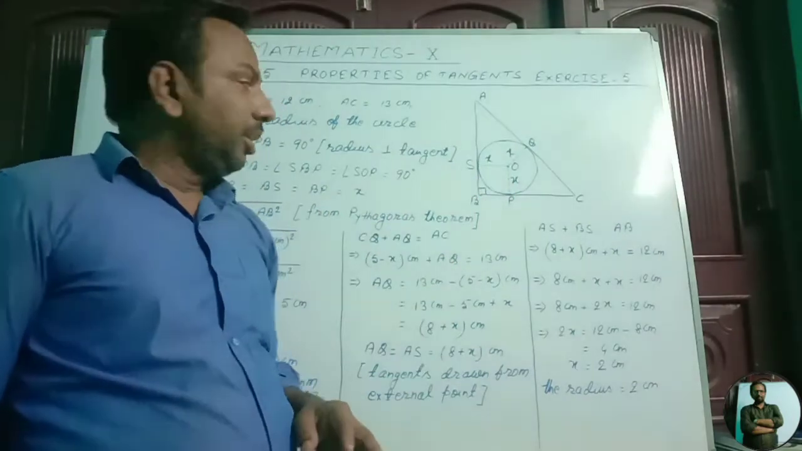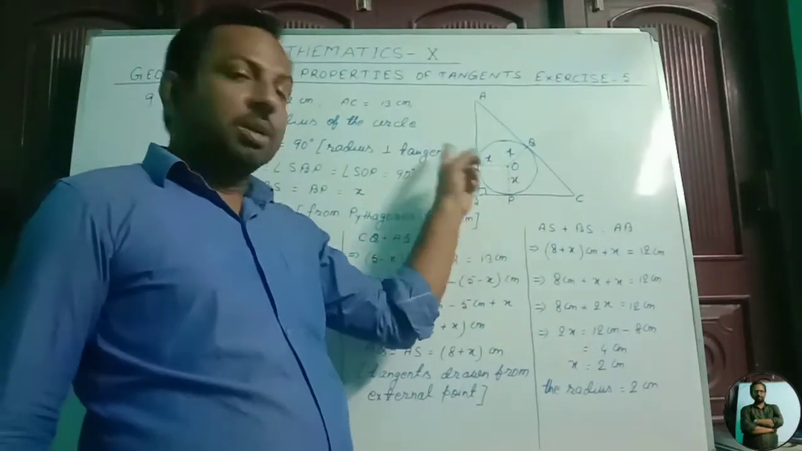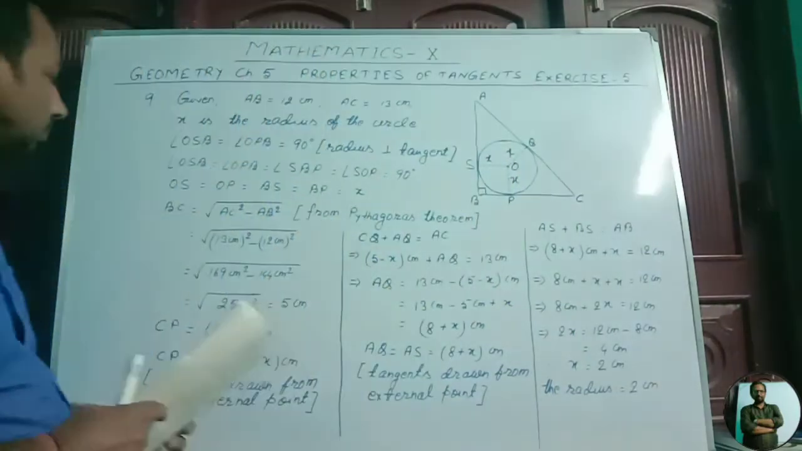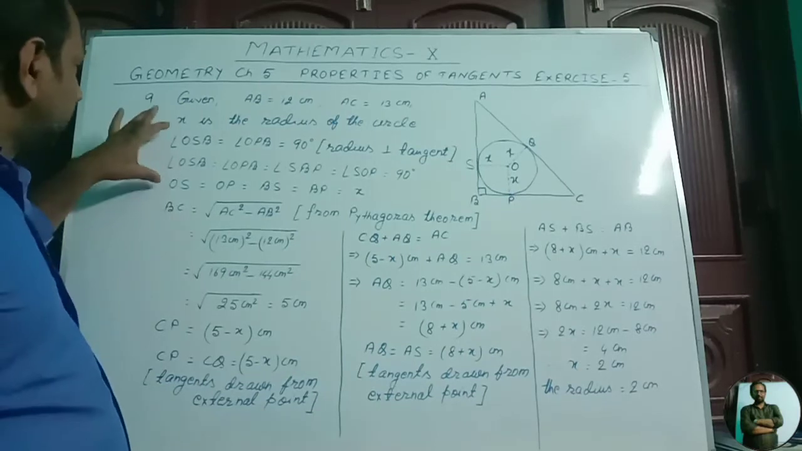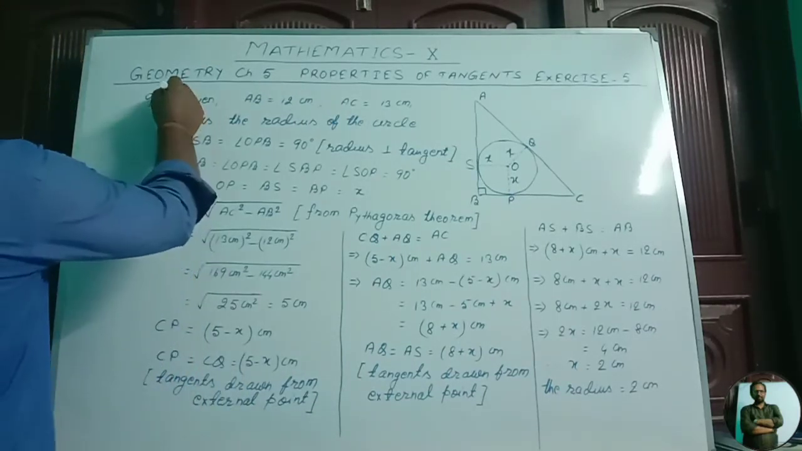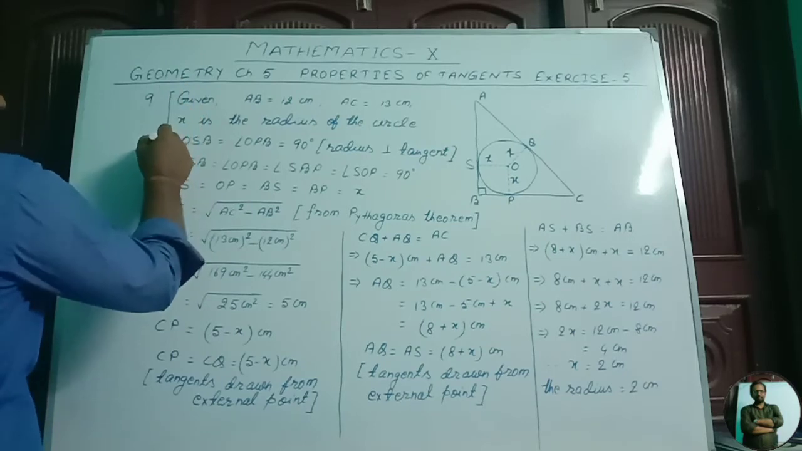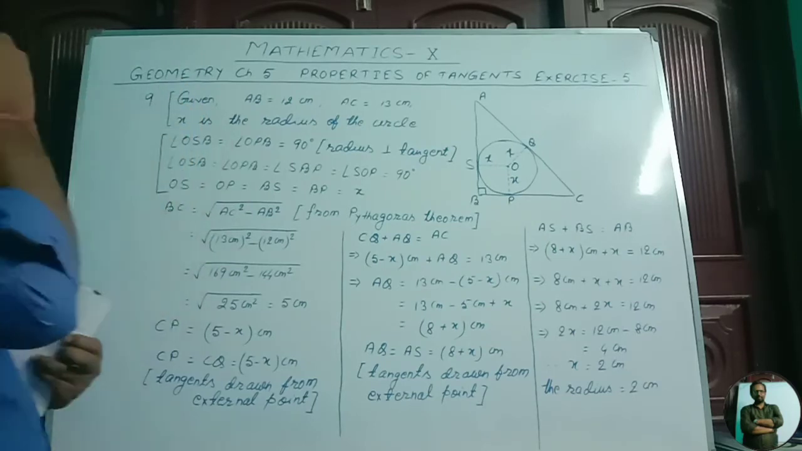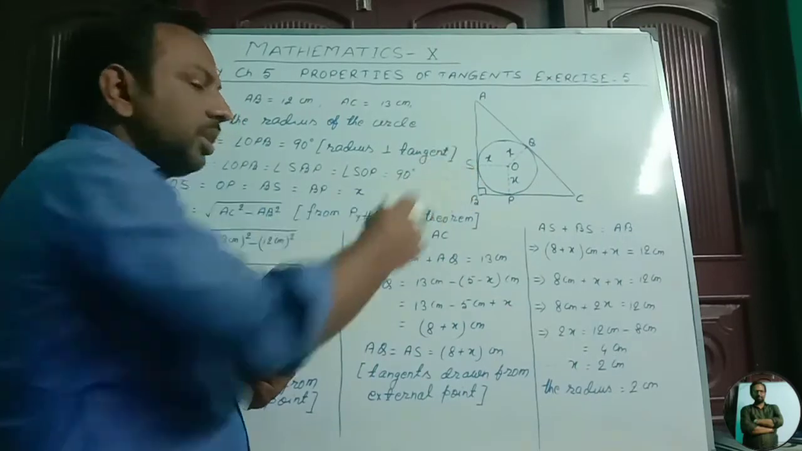In this way, what are we getting? This OSBP became a square. Now, this was the second paragraph. Till here, this is the first paragraph and this is the second paragraph. In this second paragraph, I have proved that OSBP is the square.